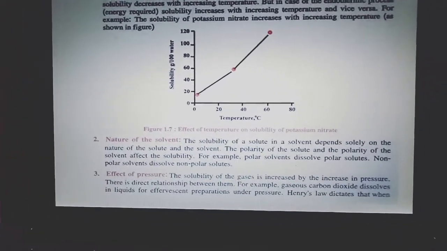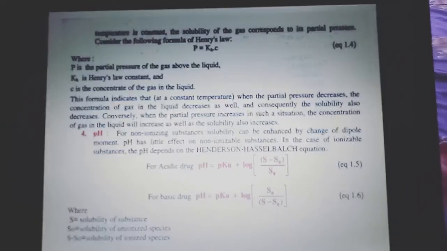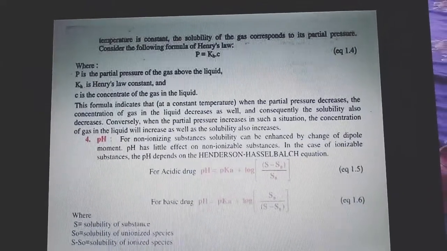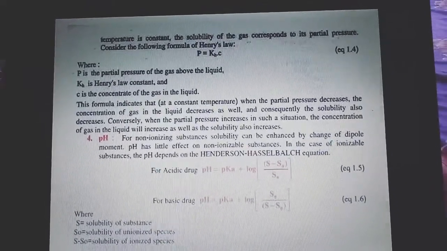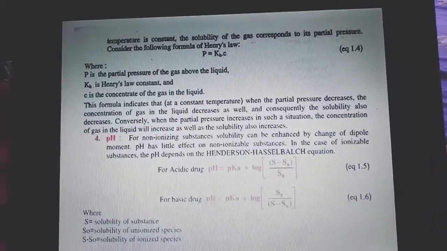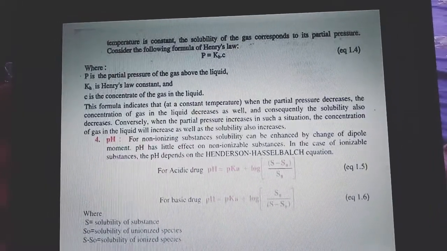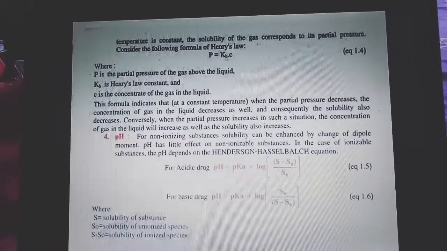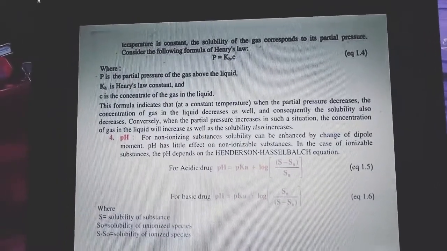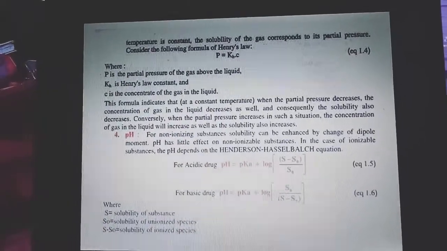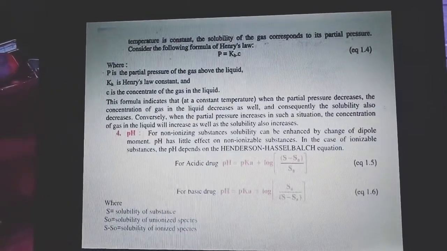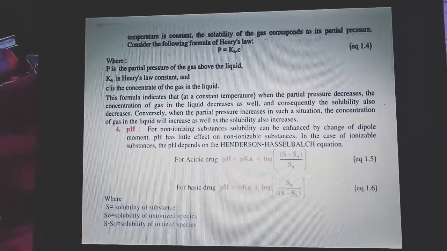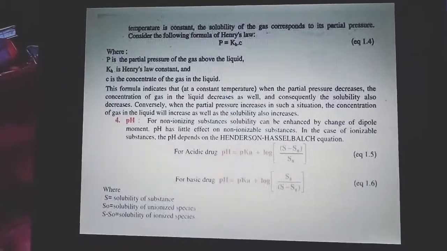Okay, now Henry's law dictates that if the temperature is constant, the solubility of the gas corresponds to its partial pressure. Okay, you can see Henry's law. This is the equation for Henry's law. P is equal to KH C, where P is the partial pressure of the gas, KH is the Henry's law constant, and C is the concentration of the gas in the liquid. Okay, you can see that it is directly proportional to the pressure.